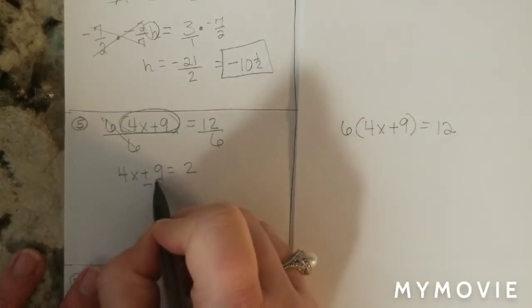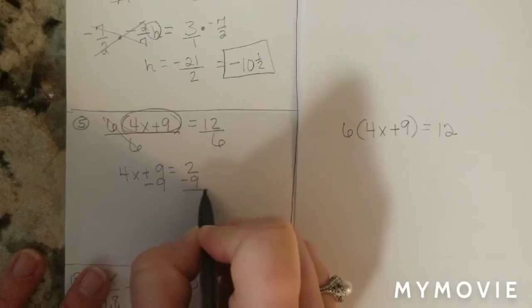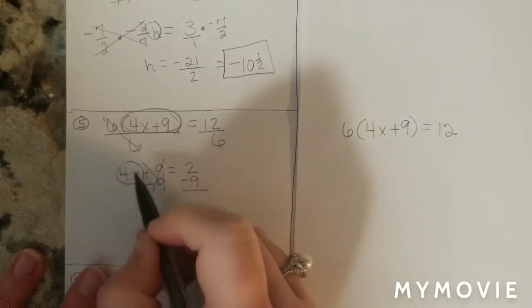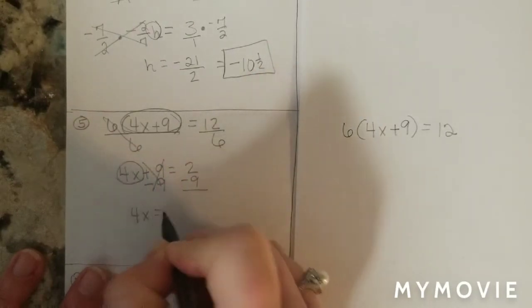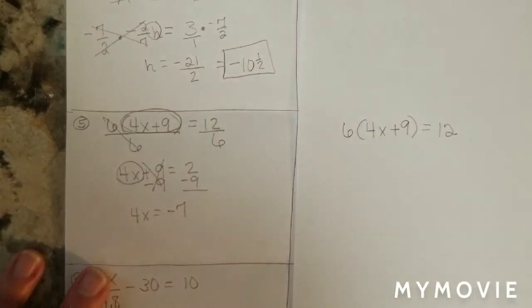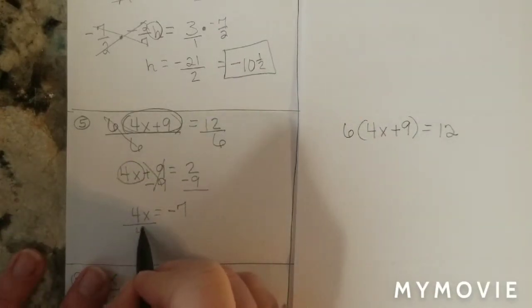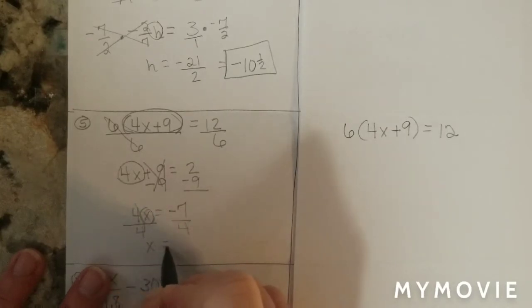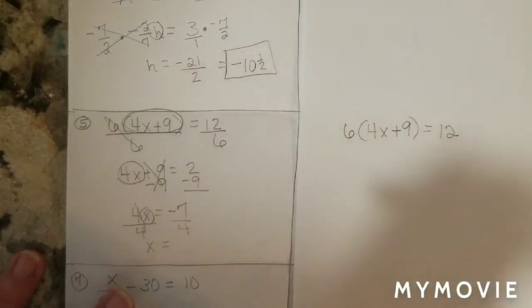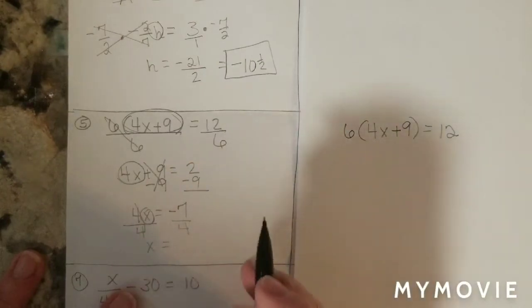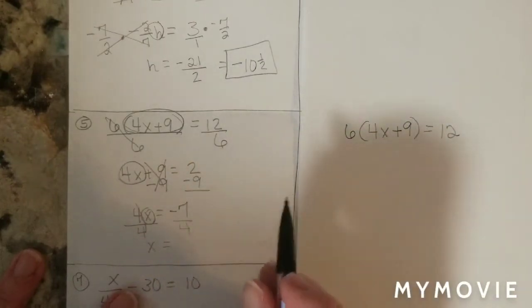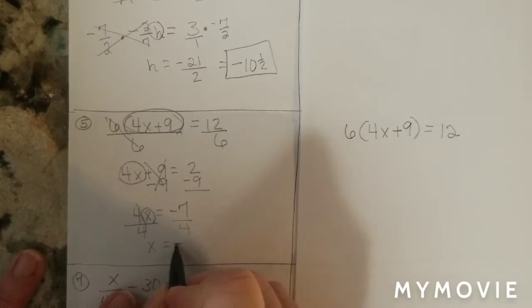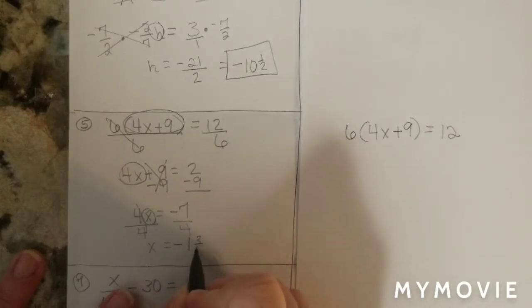So I'm going to do negative 9, negative 9. That leaves me with 4x is equal to negative 7. Then I can divide both sides by 4. That leaves me with x is equal to negative 7 over 4. And I can divide negative 7 by 4, and I would get negative 1 3/4.